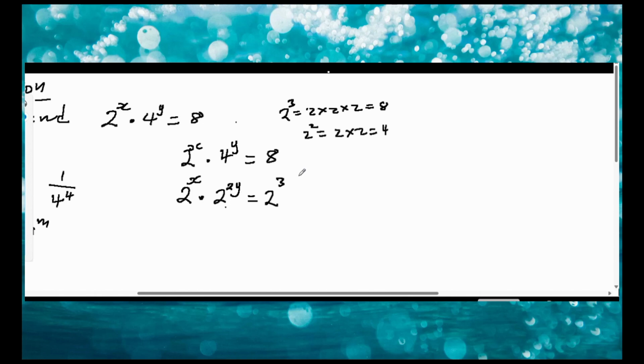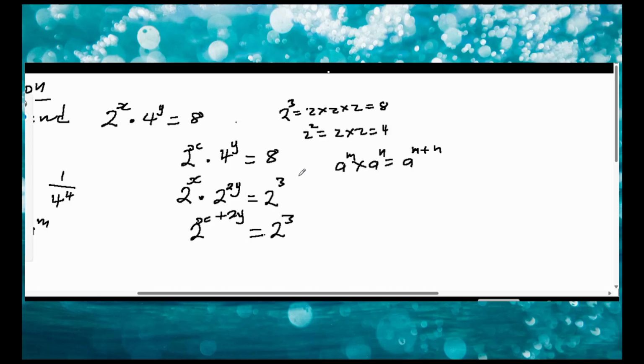So we have 2y. According to indices again, if you have a raised to the power m times a raised to the power n, this could be written as a raised to the power m plus n. When the bases are the same and the operation between them is multiplication, then you can add the exponents. Here our bases are the same, and therefore you can add the exponents. So we have x plus 2y, and this should be equal to 2 raised to the power 3.